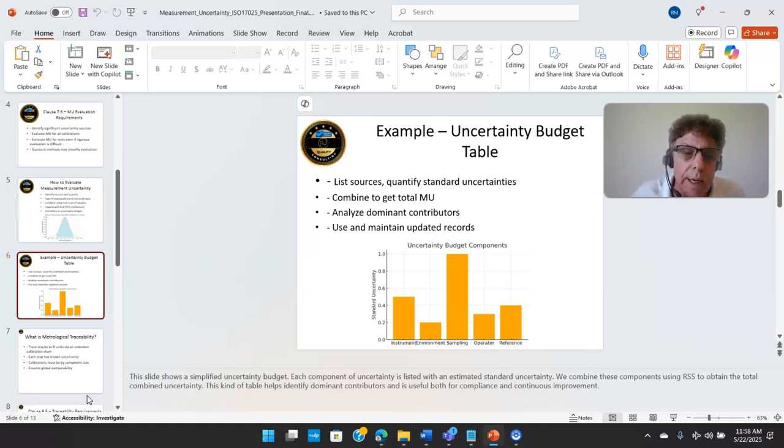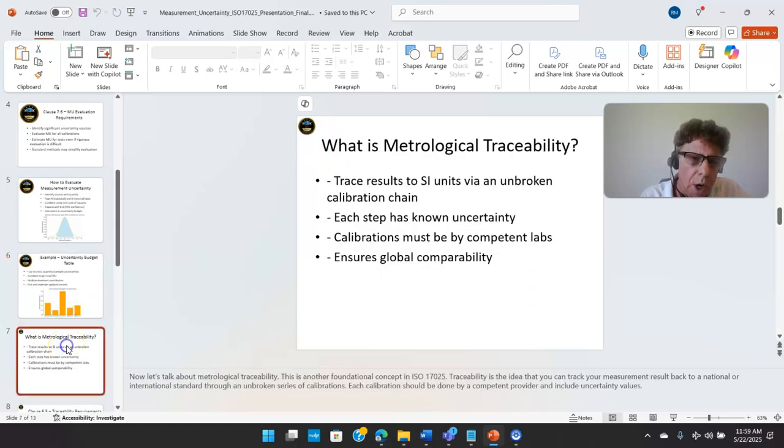So in this graph, you can see we have the standard uncertainty listed, and then on the horizontal axis, just an example of an instrument, maybe the environmental contributions, contributions from sampling activities, maybe contributions from the operator, and then any reference material involved. You can also do this with individual measurement equipment such as pipettes, balances, and anything that would have a contribution to the measurement uncertainty. Then we want to talk a little bit about metrological traceability.